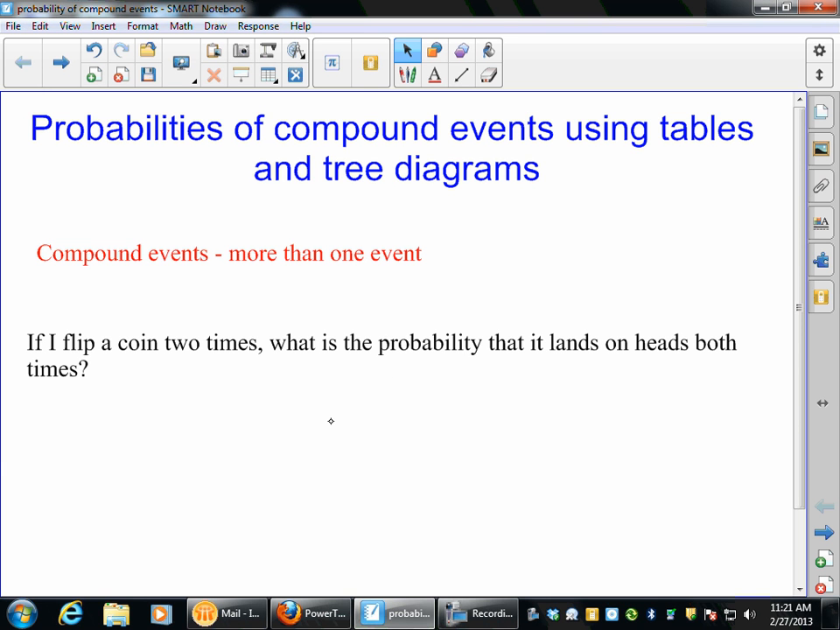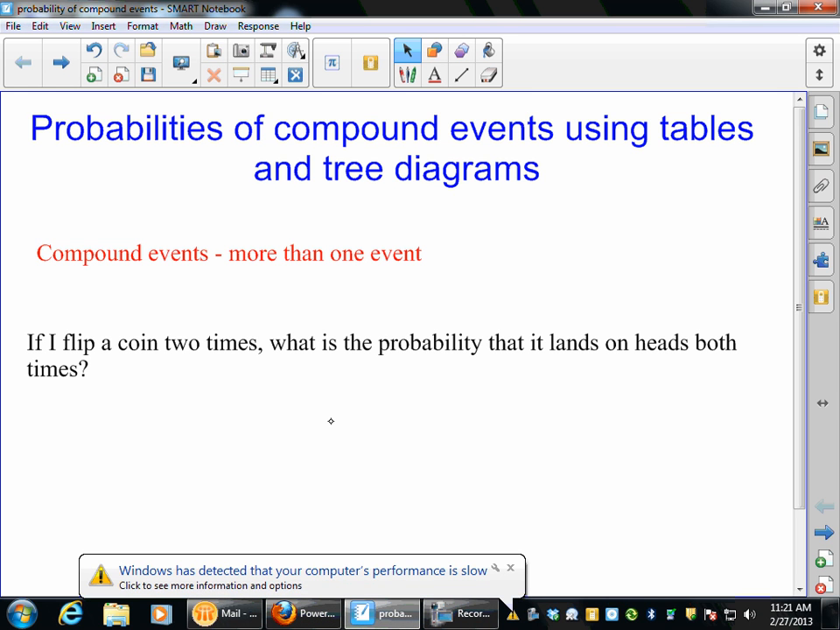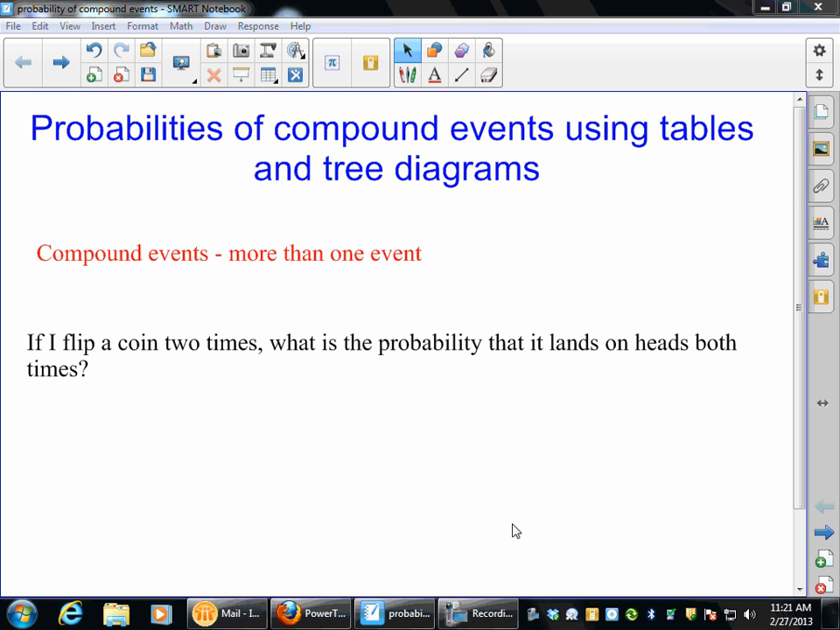The first event is the first time I flipped the coin. The second event is the second time I flipped the coin. So there are 2 events there. So we have 2 ways that we can try to model what could happen. Once we see all the possible outcomes, we can find probability. We need the number of outcomes and the number of ones that we want to happen. Then we can find our probability.